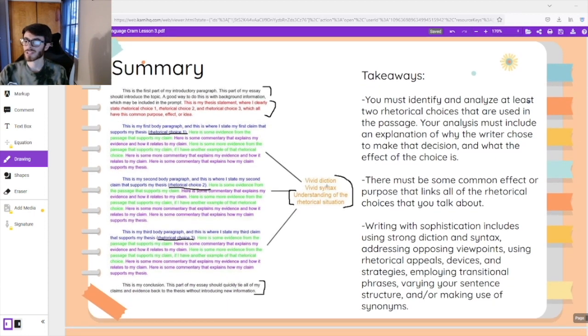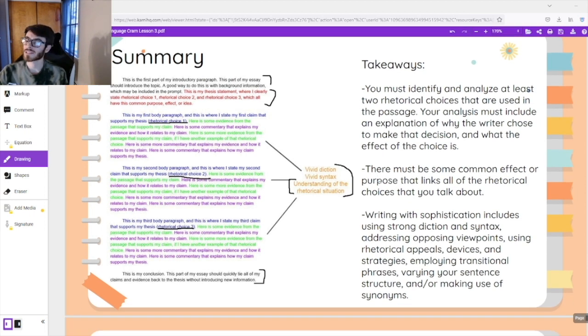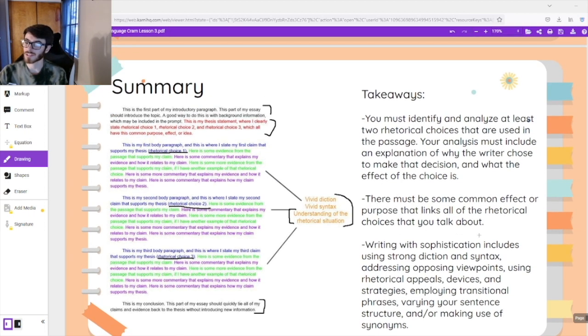Our major takeaways for today. You must identify and analyze at least 2 rhetorical choices that are used in the passage, and your analysis must include an explanation of why the writer chose to make that decision and what the effect of the choice is. There must be some common effect or purpose that links all of the rhetorical choices you want to talk about. If you have trouble finding one, think about the rhetorical situation, think about the author's purpose for writing the passage.